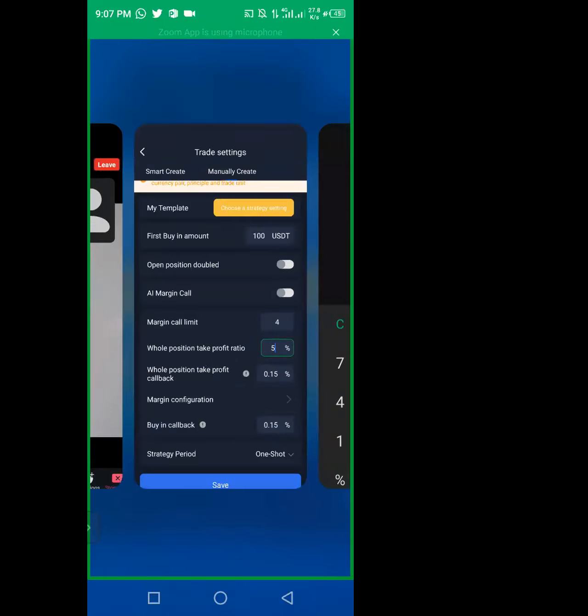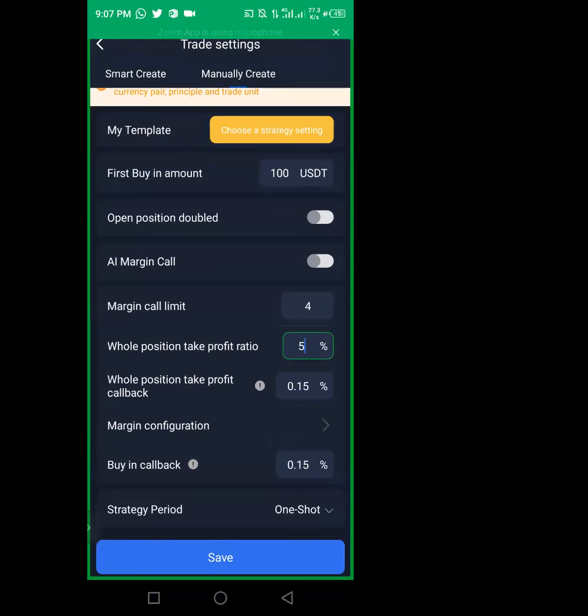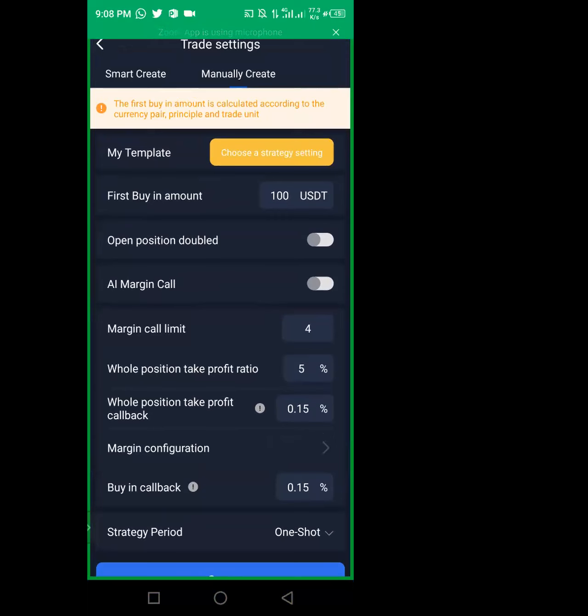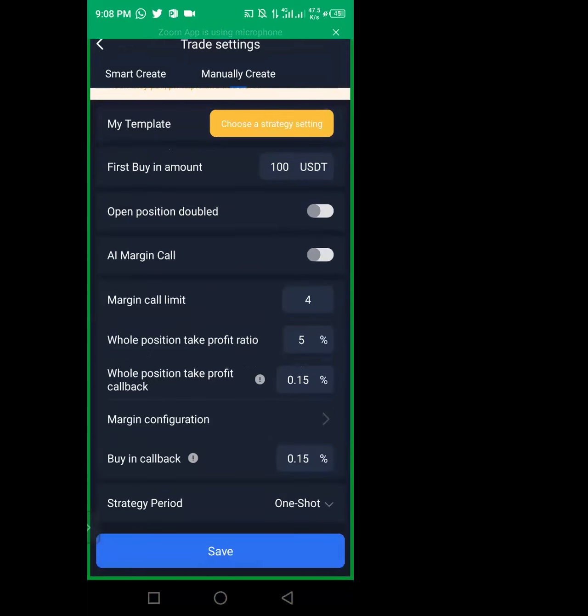So, okay, I've been able to explain the whole position take profit ratio. That is where you set your take profit percentage. Now, the whole position take profit callback. I know I've explained it to some people, but I will explain it again. The whole position take profit callback. This callback function is one of the functions in RoyalQ, why they call it the artificial intelligence robot.